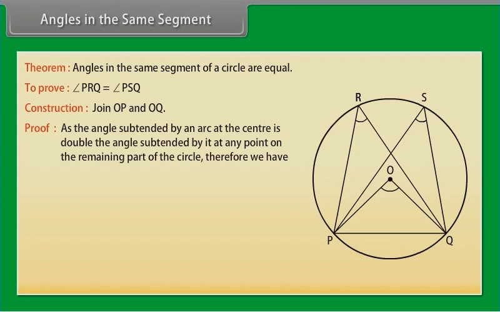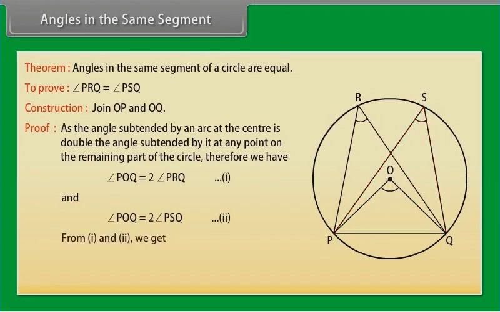Prove. As the angle subtended by an arc at the center is double the angle subtended by it at any point on the remaining part of the circle, therefore we have angle POQ is equal to 2 angle PRQ. Mark it as 1. And angle POQ is equal to 2 angle PSQ. Mark it as 2. From first and second we get 2 angle PRQ is equal to 2 angle PSQ. Therefore, angle PRQ is equal to angle PSQ.